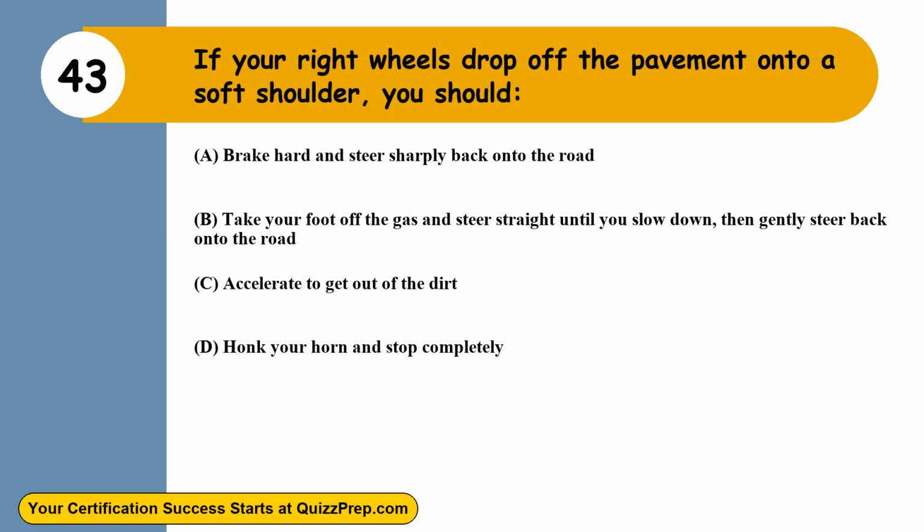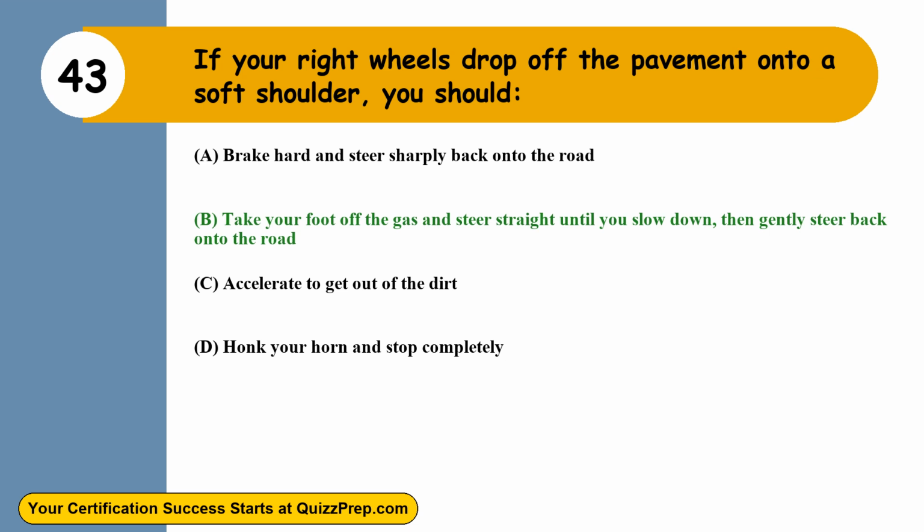Question 43. If your right wheels drop off the pavement onto a soft shoulder, you should. Option A. Brake hard and steer sharply back onto the road. Option B. Take your foot off the gas and steer straight until you slow down, then gently steer back onto the road. Option C. Accelerate to get out of the dirt. Option D. Honk your horn and stop completely. The correct answer is option B.